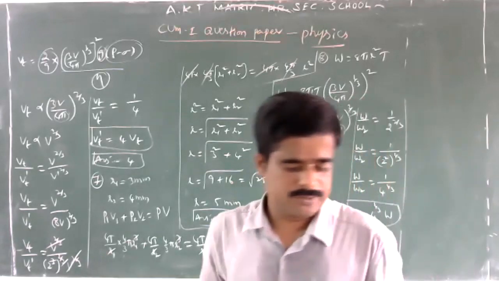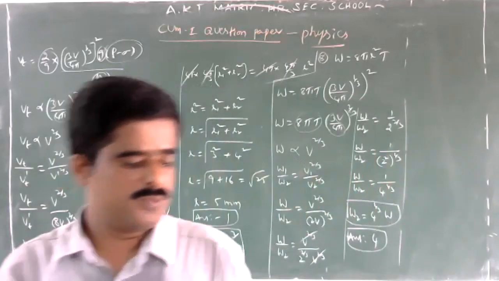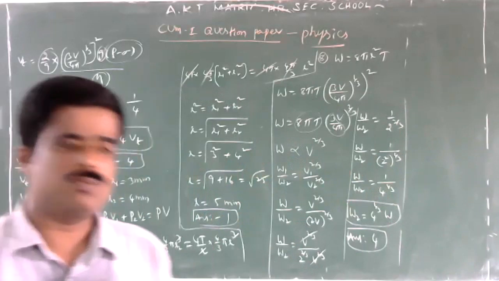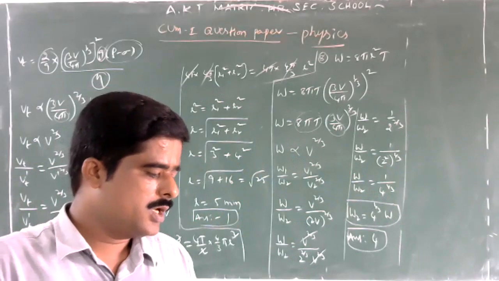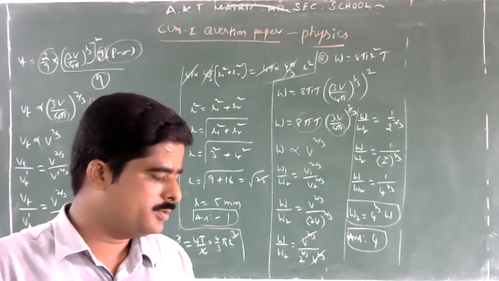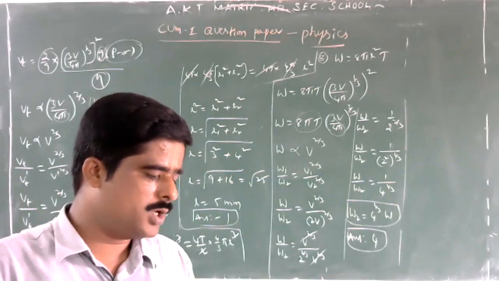Next, 9th question. A soap bubble is divided into 27 equal bubbles. Find the ratio of pressure difference across larger bubble and smaller bubble.